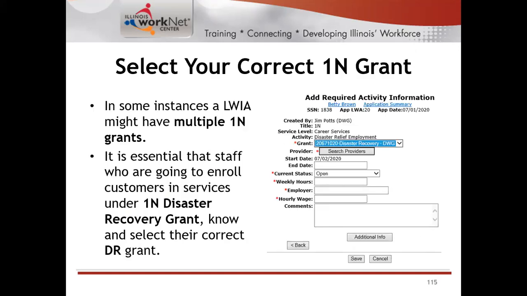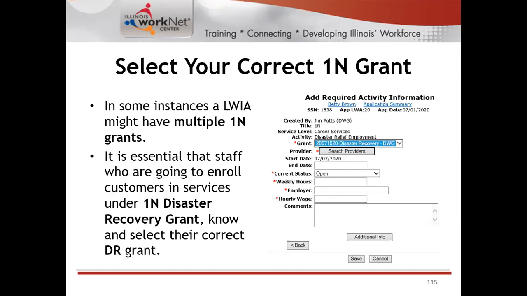In some instances, an LWIA might have multiple 1N grants. I know that there's some other grants out there. LWIA 1, I know, has some 1N grants besides the disaster recovery. So it's really important, if you have an alternative other 1N, that staff understand what grant they're picking. The disaster recovery 1N is disaster recovery. So again, make sure staff understand the grants they're picking.